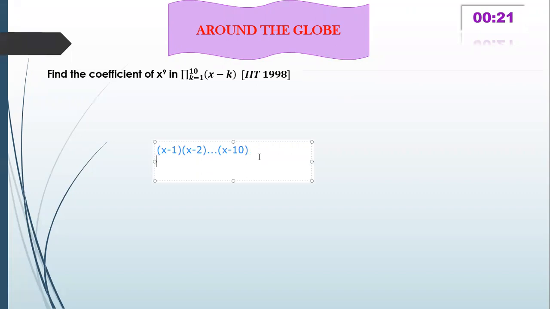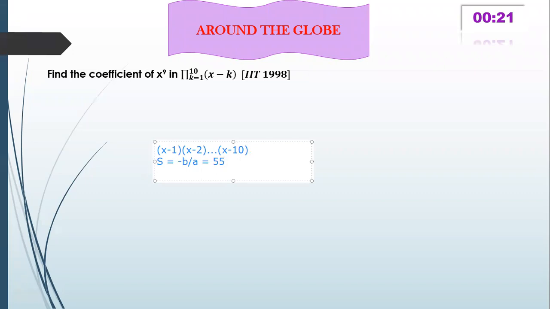Now next, what you have to do? You have to find the coefficient of x to the power 9. Now by Vieta's relation, you already know that to find the succeeding coefficient after the leading coefficient, you always use the formula minus b by a. This is theory of equations. Let us take s equal to minus b by a, which is equal to 55.